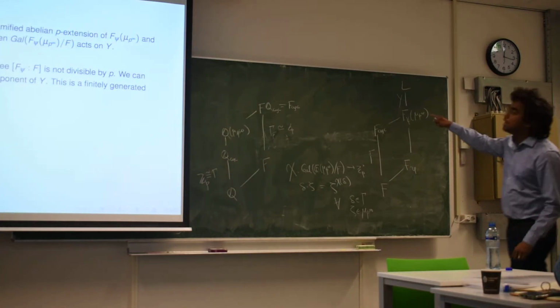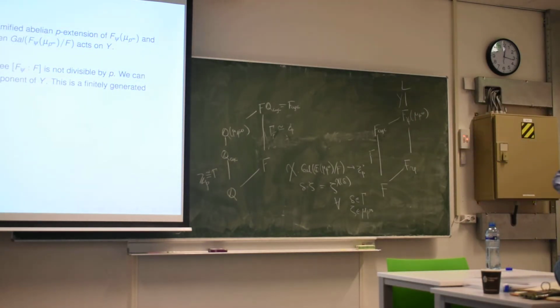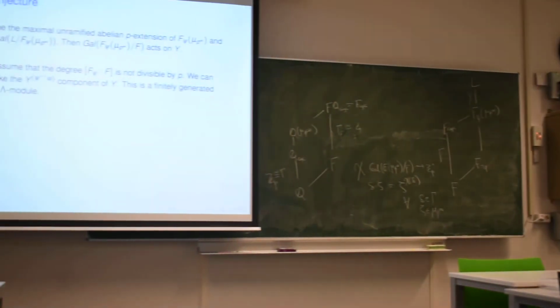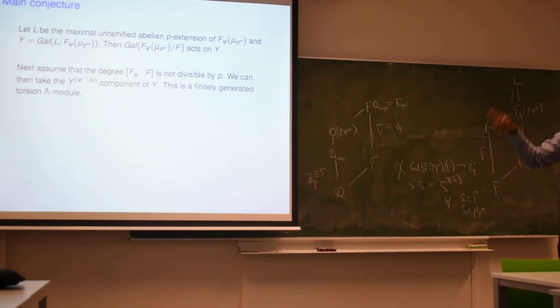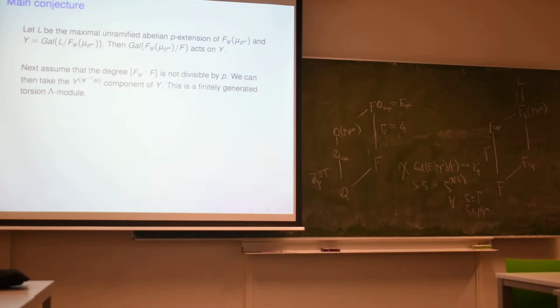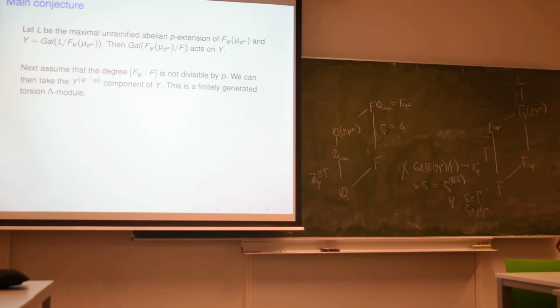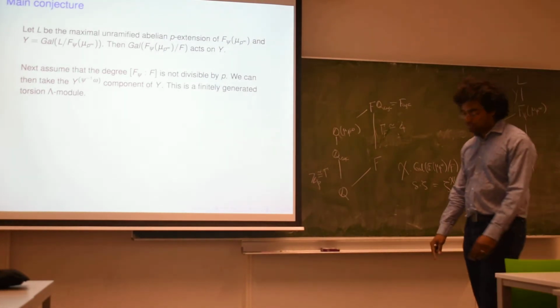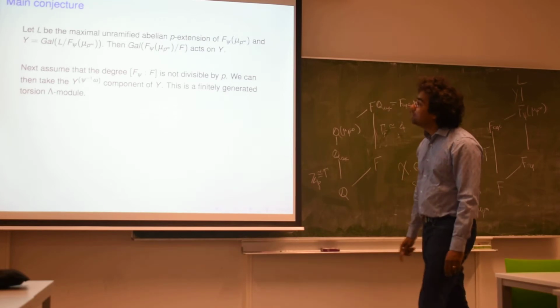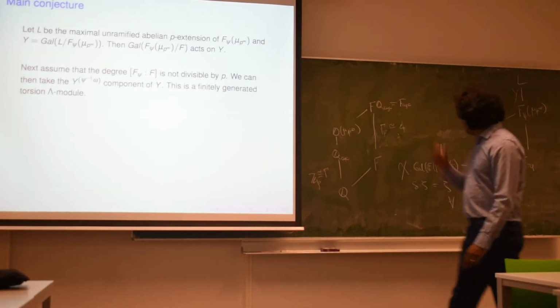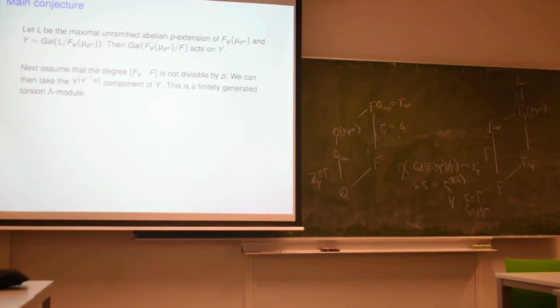Okay, and then I have Y there. So next I assume that. So at this point, if I don't want to assume this, then classically I have to tensor with Q_p and work with a PID. But for the moment, and later on in the next talk, I'll show you how to get rid of structure theory from this. So then I won't have to assume this and won't have to tensor by Q_p either. For the moment, I assume that this degree is not divisible by p.